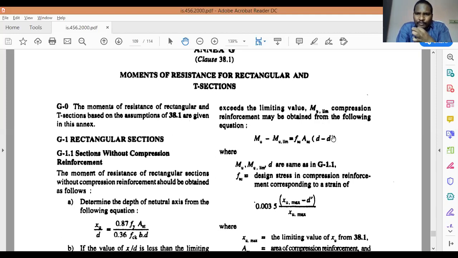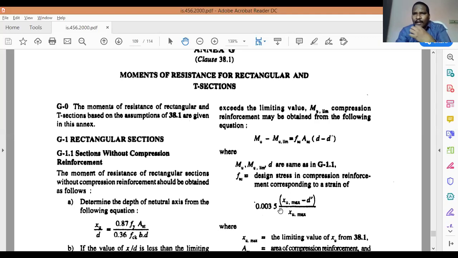Effective cover that you provide here. Once you know all the parameters, you can find out ASC from this equation. To get the FSC value, FSC is nothing but the stress in the steel at a strain of this value. That means we'll find out the strain using this equation: 0.0035 into (Xc max minus D dash) by Xc max. This will give you the strain.